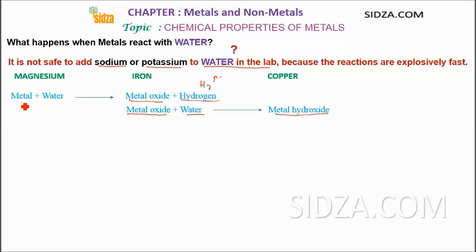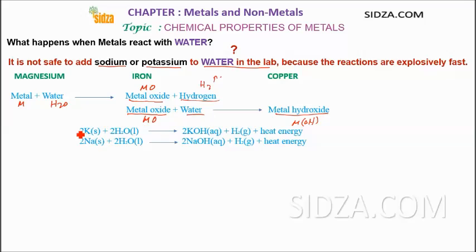So actually when we react the metal with water, you get a metal oxide. The metal oxide here then again reacts with the water and forms metal hydroxide. Metals like sodium and potassium, which are highly reactive, can react with cold water. So these metals are highly reactive, that's why they can even react with cold water. The reaction is tremendously exothermic and it's violent, right?